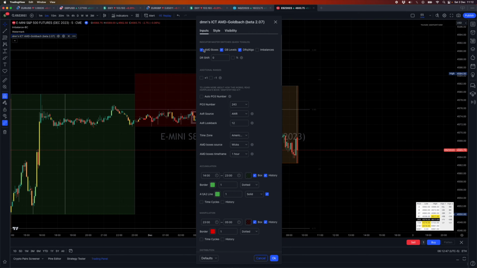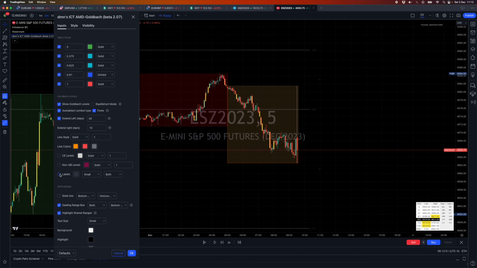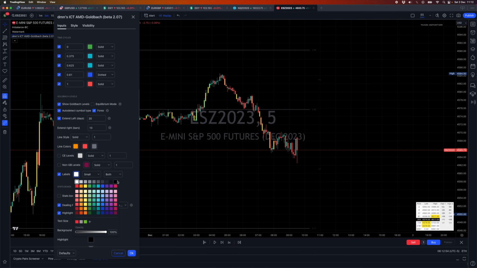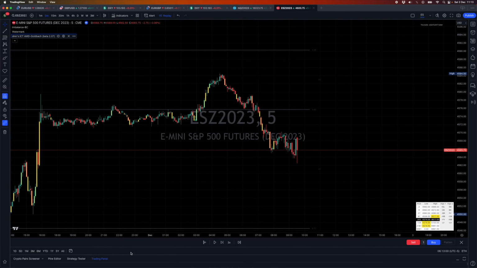Now let's tidy this up. We don't care about AMD today. Okay, and I'll have my labels in white because my background is in black. We will have the stats box and we'll move the dealing range to the bottom left.